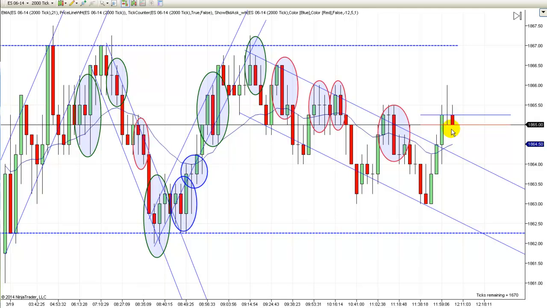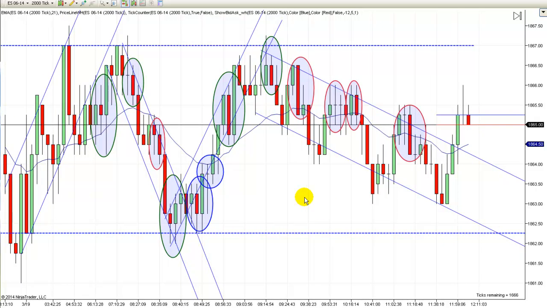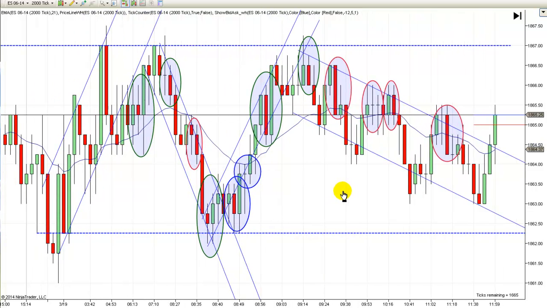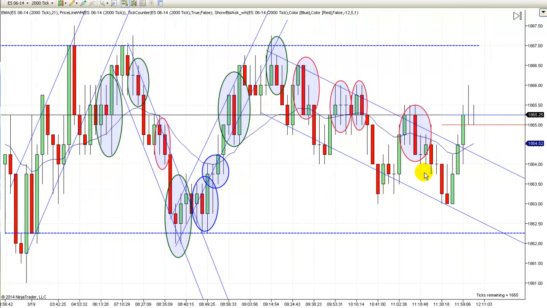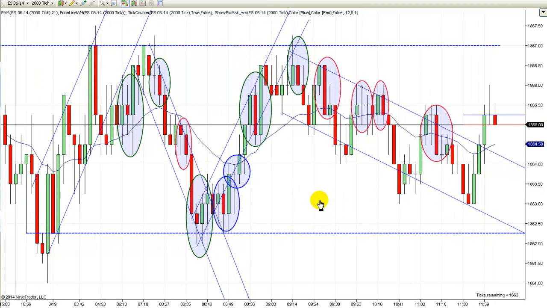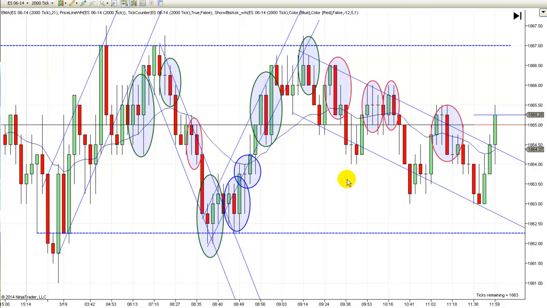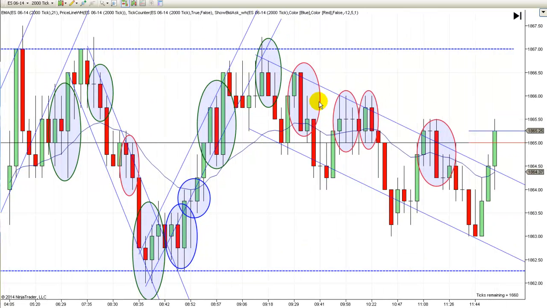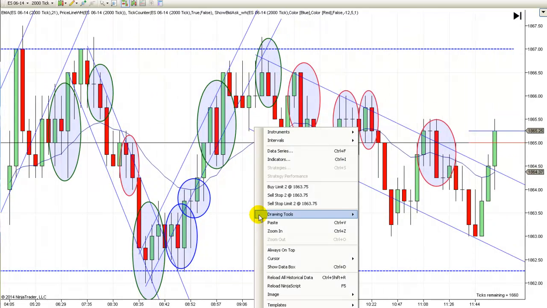And now I would suspect that we're going to come back and make this new low here, but we'll just have to see. But that's what I saw today through lunchtime. No other setups so far, but that's what I was looking at. Let me put the two trades on here that I took, the demonstration trades.